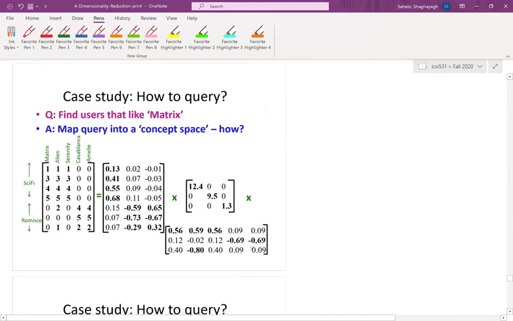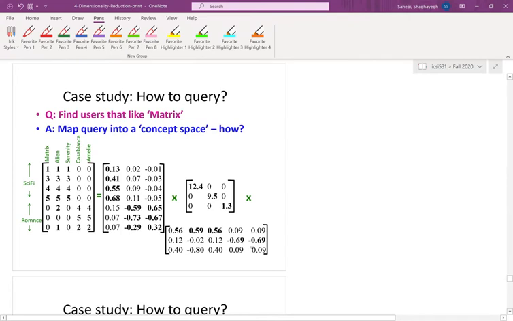Okay, now that we have learned about different interpretations of SVD, the question is this: how can I use that to query my data? So for example, consider the movie user matrix and its SVD decomposition. Suppose that we would like to find users that like the movie Matrix. Okay, how can we answer that using SVD decomposition?